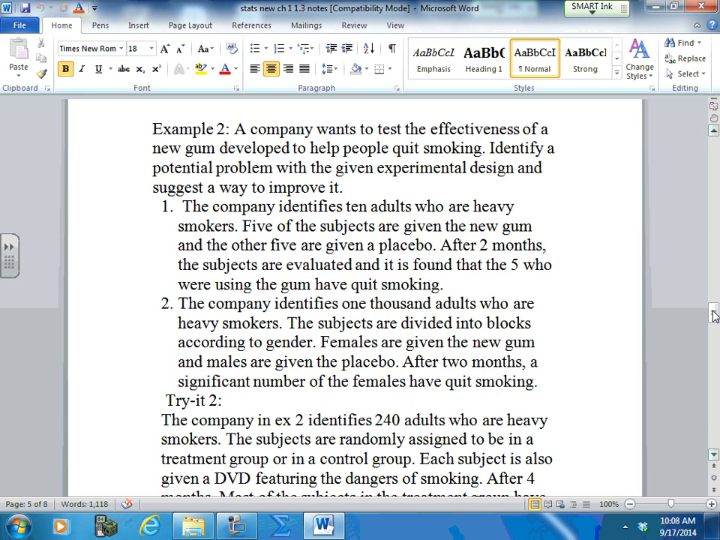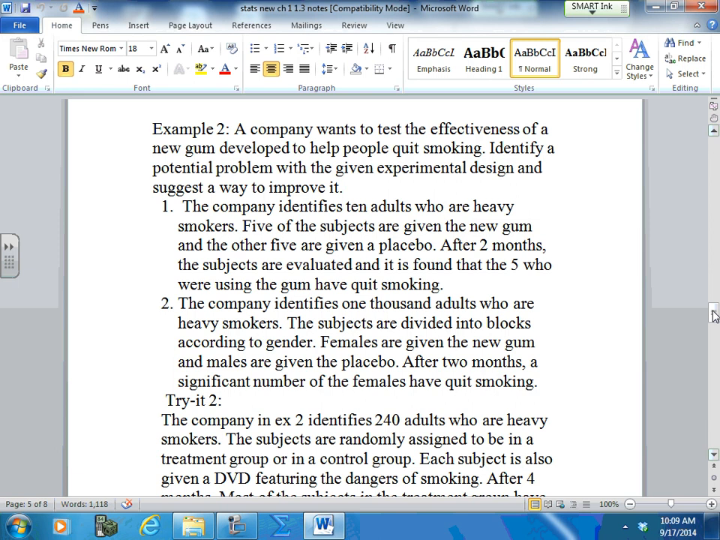So the first one says, the company identifies 10 adults who are heavy smokers. 5 of those subjects are given the new gum, and the other 5 are given a placebo. After 2 months, the subjects are evaluated, and it is found that the 5 who were using the gum quit smoking. Okay? Now, you have to do this after a certain amount of time. 2 months is not a bad amount of time to go through your subjects. But what other problems could there be here? What other problems can you see in this design?